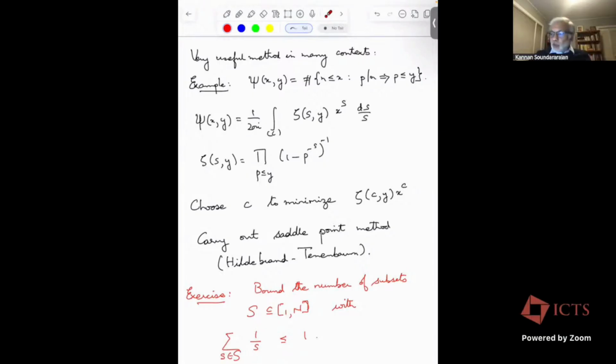And then once you choose c this way, this function will have a saddle point once again. As a function of the real part, it takes a minimum value at this point c. And as a function of the imaginary part, it takes a maximum value at t equals 0. And then you can compute this integral by the method of stationary phase, and you can get an asymptotic for the number of smooth numbers up to x, which is valid in a very, very uniform range for y. And this was first carried out by Hildebrand and Tenenbaum in the 80s, and the method is an extremely useful one in number theory.